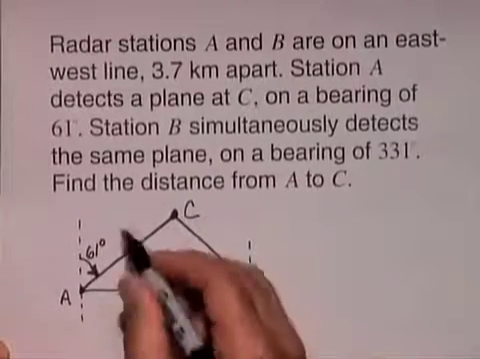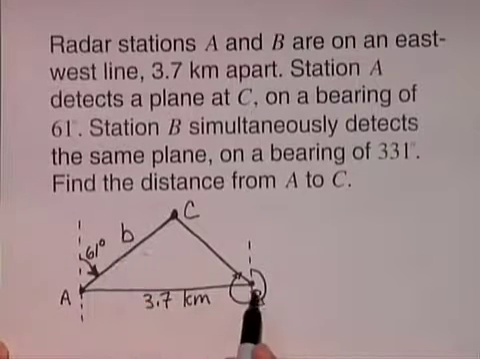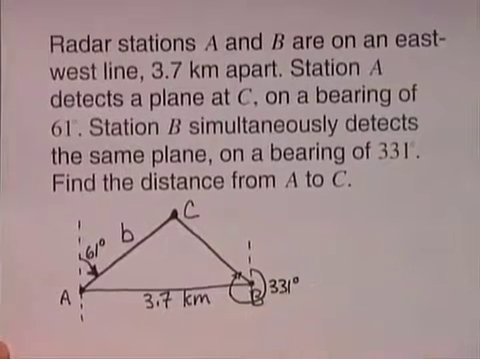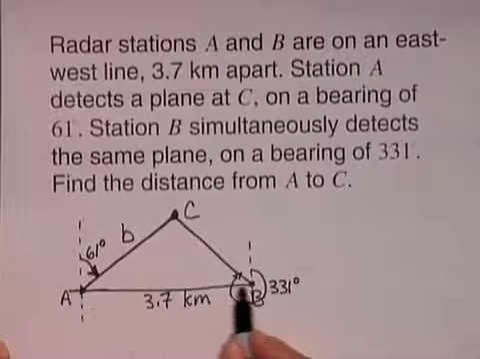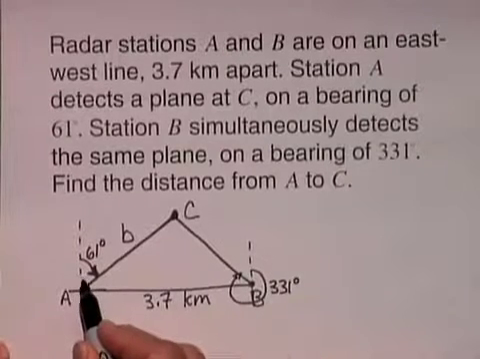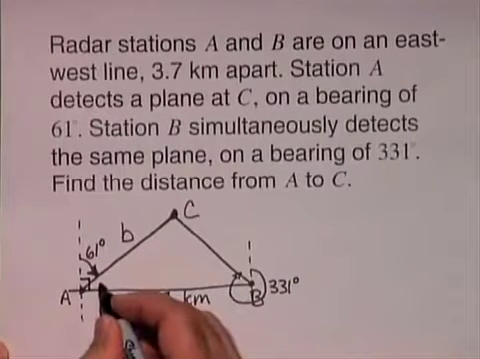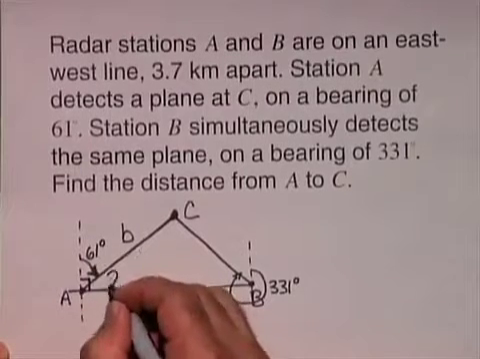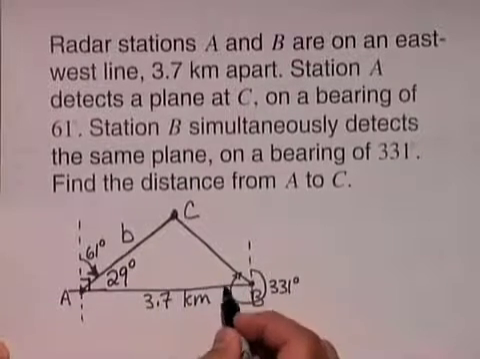What we're asked to find is the length from A to C, which I'm going to label with a little b since it's opposite side B. Remember, this is 331 degrees. Well, now let's take a look. Since I've drawn these on a direct east-west line, as we were told in the problem, that means that this entire angle here is a 90-degree angle. And therefore, inside here, the angle would have to be 90 minus 61, or in other words, 29 degrees. What about the angle inside here?